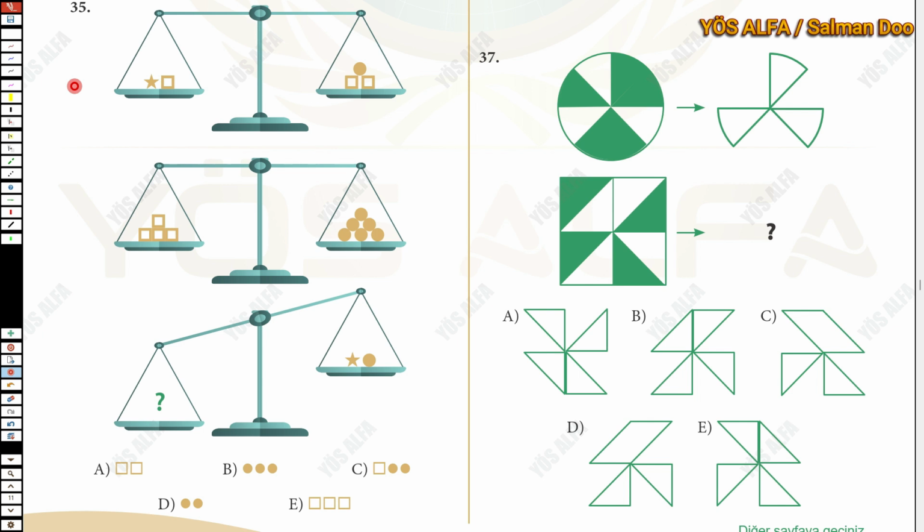35. Another balanced problem. Let's simplify this. We have 1 square here, 1 square over here. They cancel out each other. So star is equal to 1 circle and 1 square.